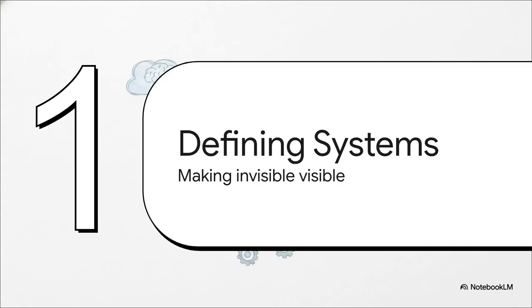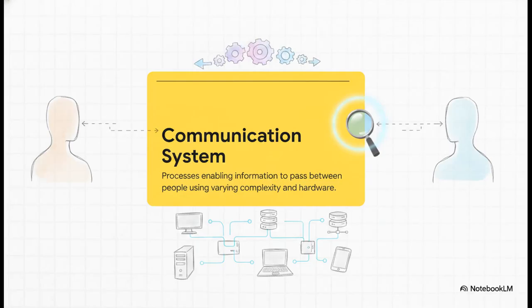All right, Section 1, Defining Communication Systems, Making the Invisible Visible. So what exactly is a communication system? Basically, it's the various processes that enable information to be passed between people. Now pay close attention to that word processes. A system isn't just the laptop sitting on your desk, it is the entire end-to-end journey of moving information from point A to point B. And these systems can be super simple or incredibly complex with a whole bunch of different hardware devices working together behind the scenes to make that communication happen.